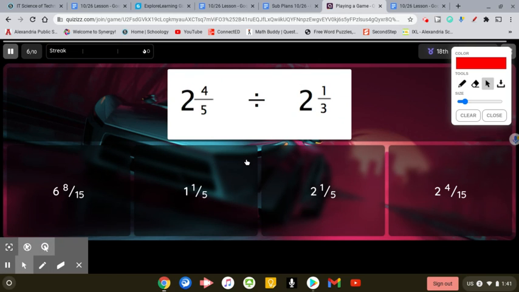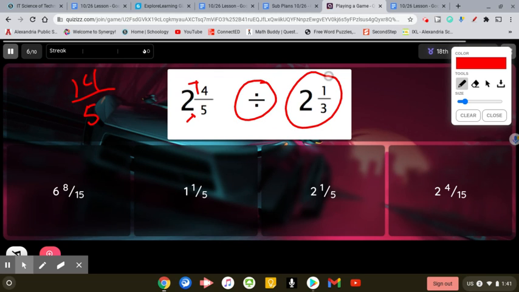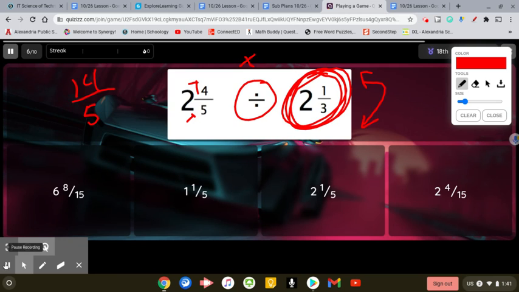Here's another one I want to go over similar to the last one. So first thing I think you should do is make sure that you change them to improper. So I'm going to go 2 times 5 plus 4 is 14/5. Now notice it's dividing. So I need to keep, change, flip this, but I need to change this to improper first and then flip that fraction. Right now I can't flip it because it's a mixed number. So that should help you out on that one.